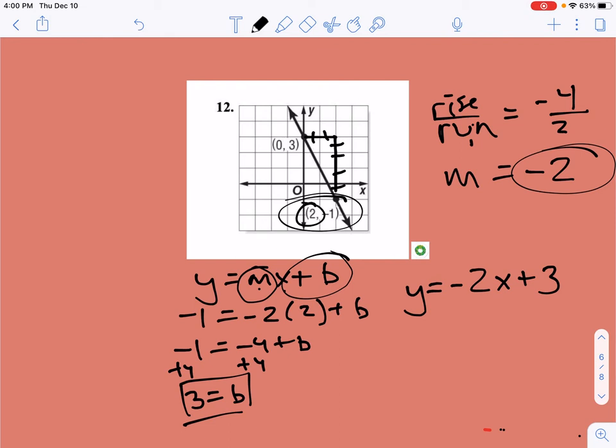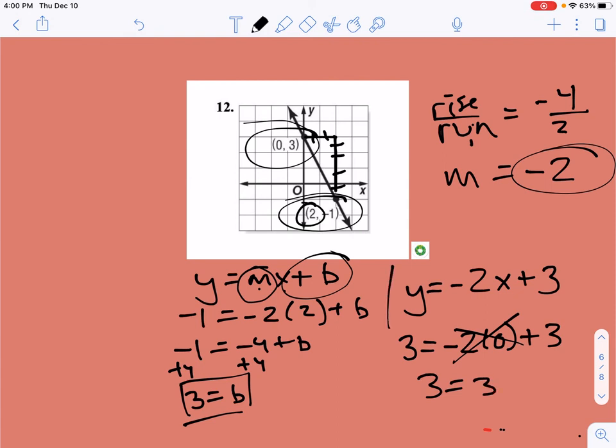And now I'm going to test it with this other point and see if it works. So for y, I'm going to put in 3. For x, I'm going to put in 0. And I love it when you multiply by 0 because it just makes it go away. And then you get 3 equals 3. So you are set and good to go.